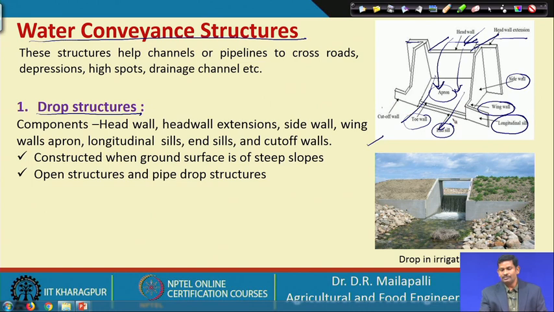All are going to dissipate the energy and then give a smooth flow to the nearest channel. So, this is the installation of a drop structure in operation. This is constructed when the ground surface has steep slopes, and it could be an open structure or a pipe drop structure.